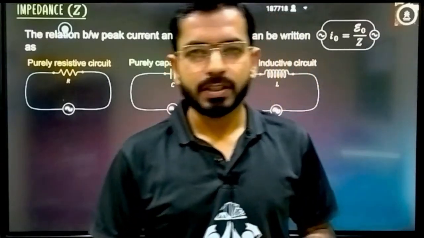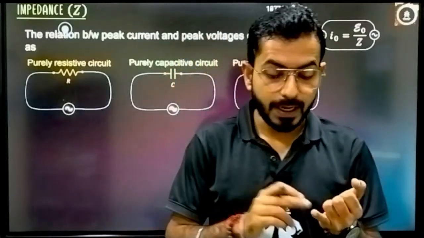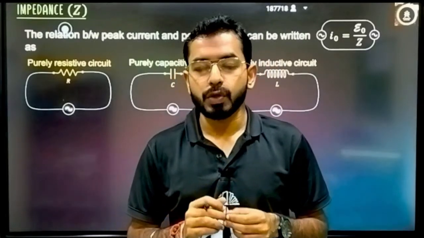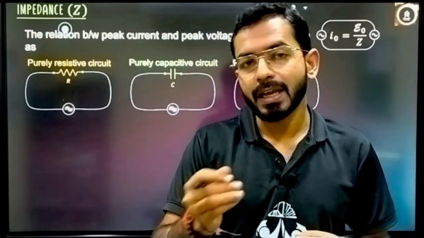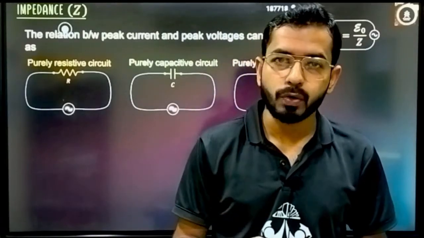Then three very important things that we have studied. Resistance: if I am talking about a pure resistive circuit, current and potential are in the same phase. That means if I give you EMF E naught sine of omega t, the current will also be I naught sine omega t. That means the phase difference is 0.